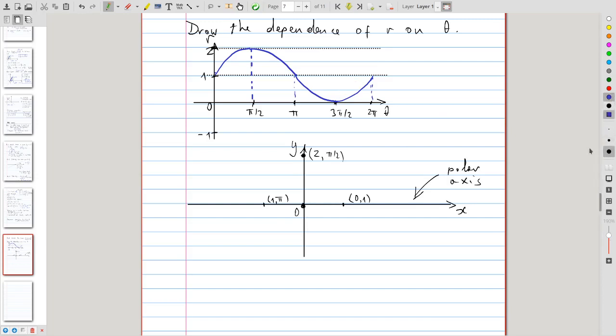So then what my curve does here is the following. As theta goes from 0 to pi over 2, the radius grows from 1 to 2. So it does something like this. And then as theta goes from pi over 2 to pi, here my radius goes down to 1.